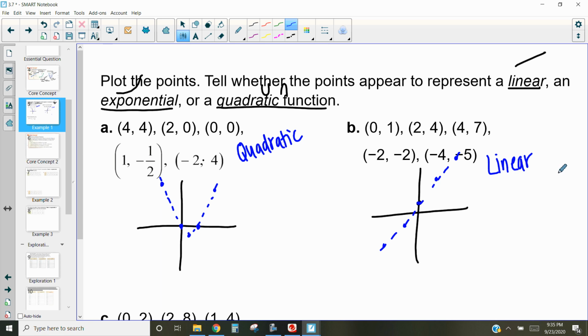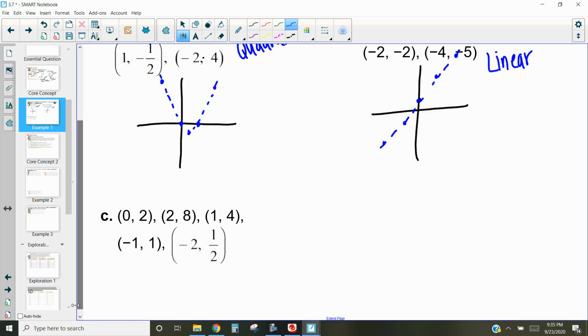And again, I'm just sketching these graphs. This is just an approximation, but you can kind of tell what each of these functions look like. Okay, now let's check out this third one. As I graph this third one here, we want to decide, is it a quadratic, is it linear, or is it exponential? So let's take a look at this one.